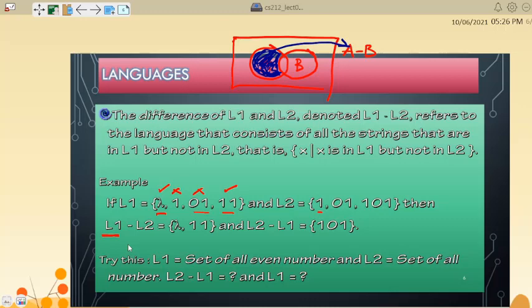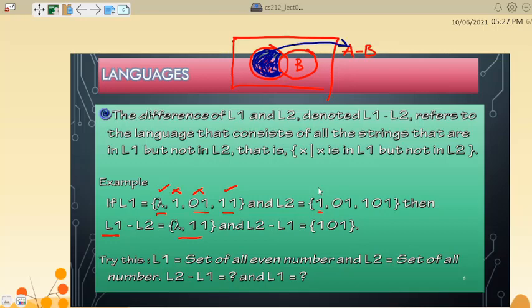So then we check all of the elements in L1. Now that's all. We don't go further because we already checked every element in L1. So now the set L1 minus L2 equals lambda and 1, 1.